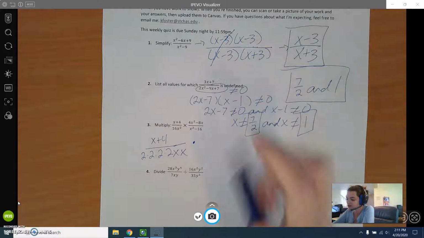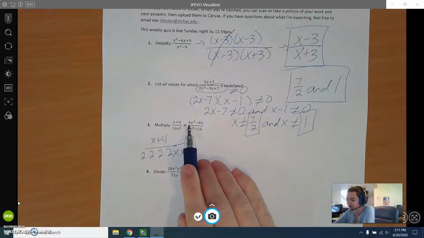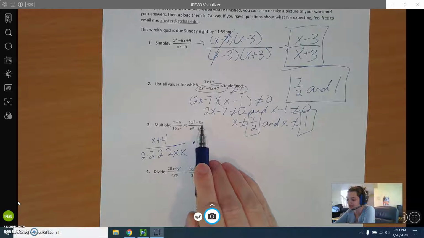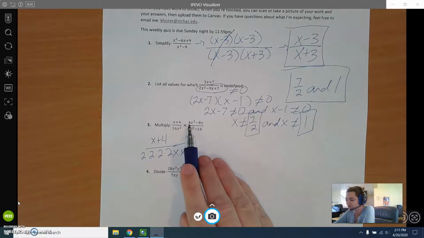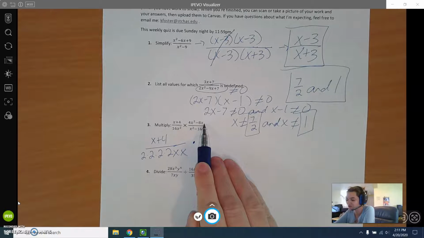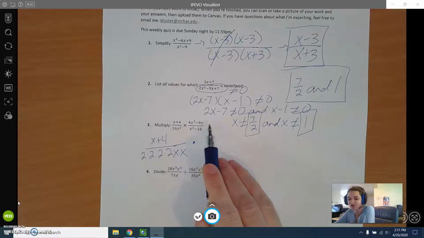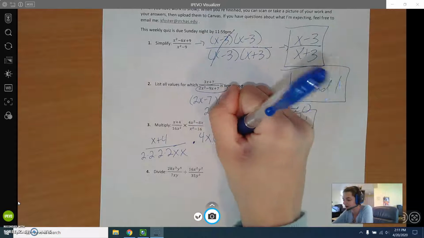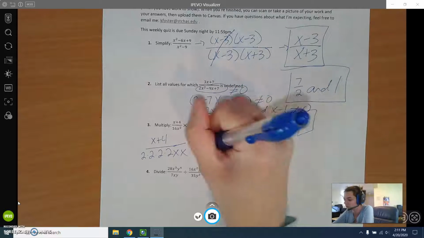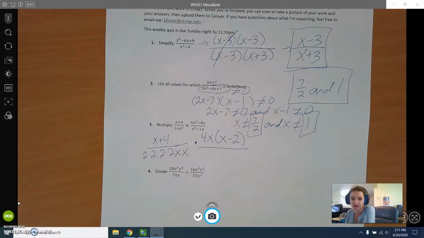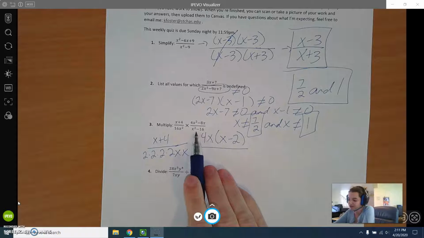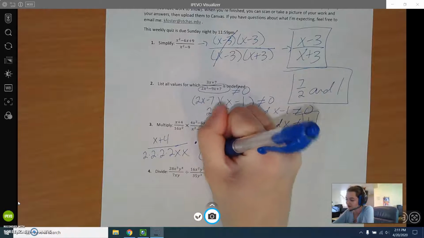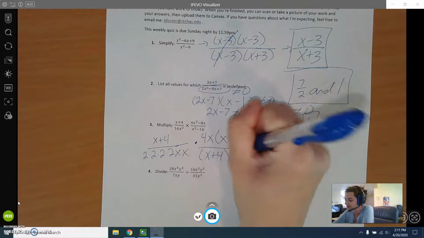In the second rational expression, I've got 4x squared minus 8x in the numerator, and I have a GCF there. 4x squared and 8x are both divisible by 4 and by x, so I can go ahead and factor that out. That would be 4x times x minus 2. In the denominator, I've got x squared minus 16, which is a difference of two squares. That would factor as x plus 4 and x minus 4.